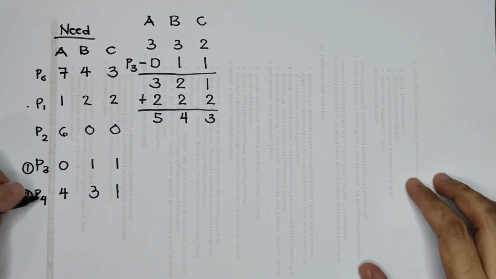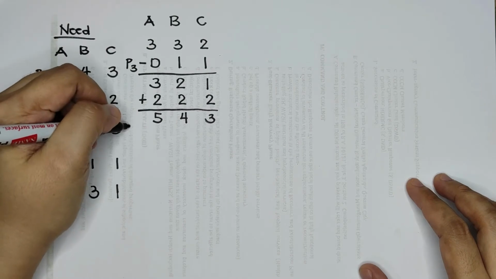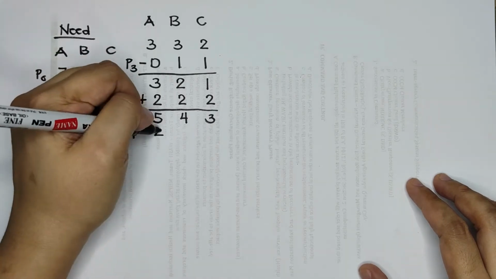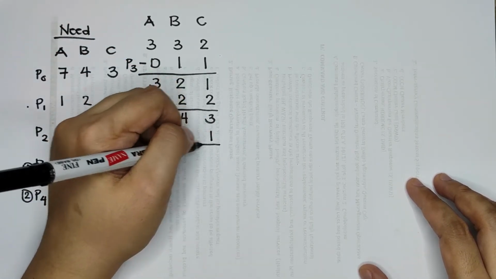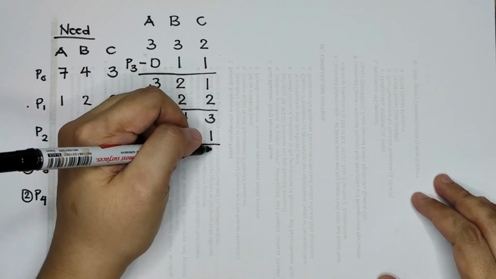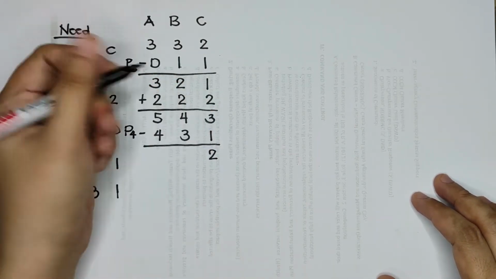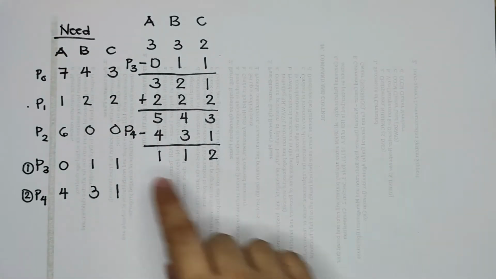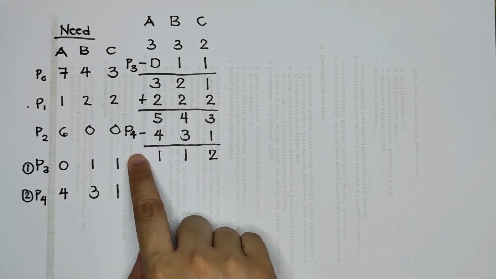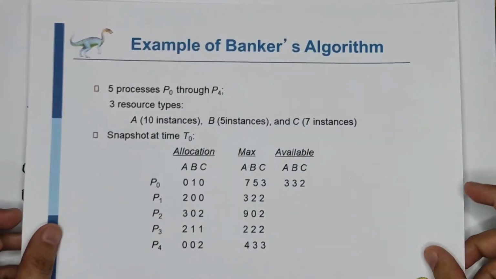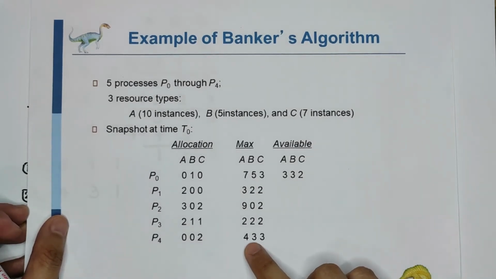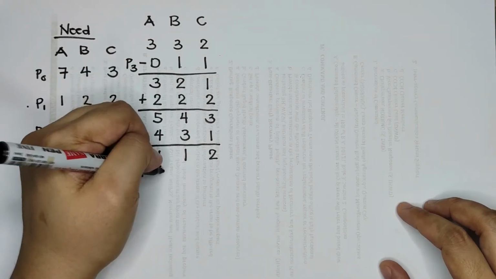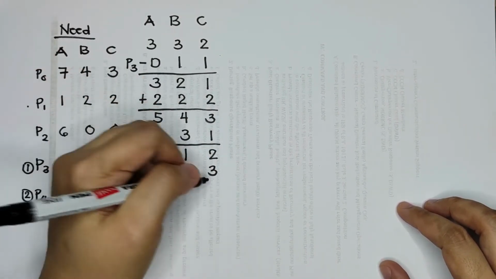So, P sub 4. Let's write P sub 4 and then subtract its need value. So, we have 4, 3, 1. So, 3 minus 1 is equal to 2, 4 minus 3 is equal to 1, and then 5 minus 4 is equal to 1. And then after P sub 4 has finished execution, we have to return all its allocated resources. P sub 4's maximum resources is 4, 3, 3. Okay, so let's add plus 4, 3, 3.